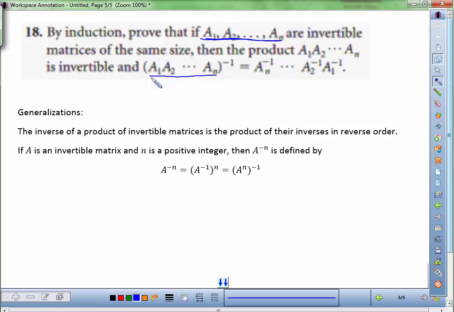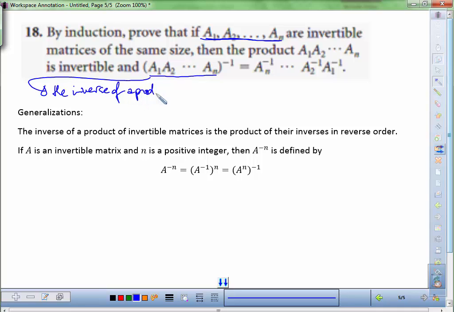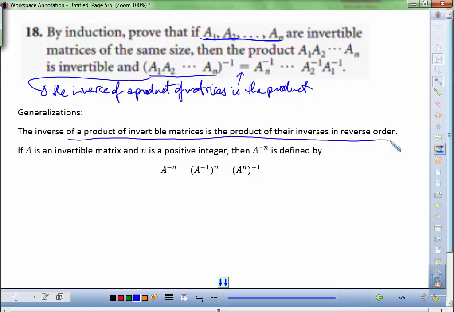How should we say this? We could say this kind of nicely in words. The inverse of a product of matrices is equal to the product of the inverses. Wait, that's this thing right here. But it's in reverse order.